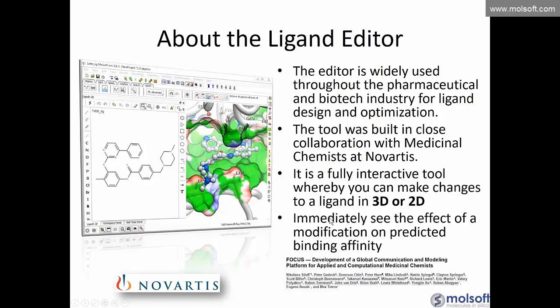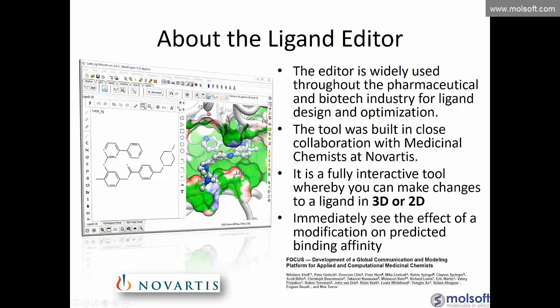So today's topic is about the ligand editor. The editor is widely used throughout the pharmaceutical and biotech industry for lead design and optimization of your ligand. Usually you would use it in a situation where you have a lead chemical, and ideally a high resolution crystal structure with the ligand bound, and then you can use that structure to optimize the ligand. Alternatively, you can dock and predict the interactions beforehand without a crystal structure. But in an ideal situation, you'd have a crystal structure with the lead compound.